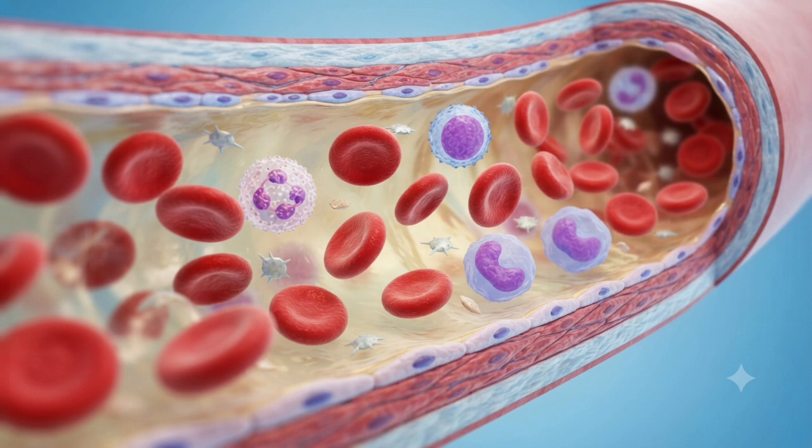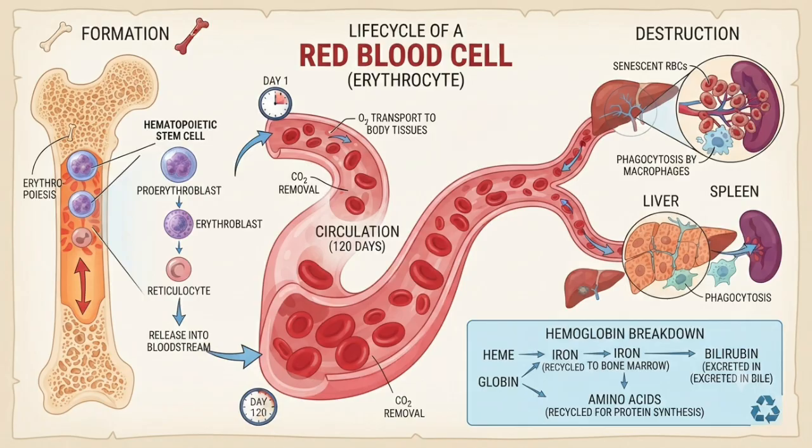Today, we will learn about the different types of blood cells and their important functions in our body. Blood contains three main components: red blood cells, white blood cells, and platelets. First, let's talk about red blood cells, also called erythrocytes.